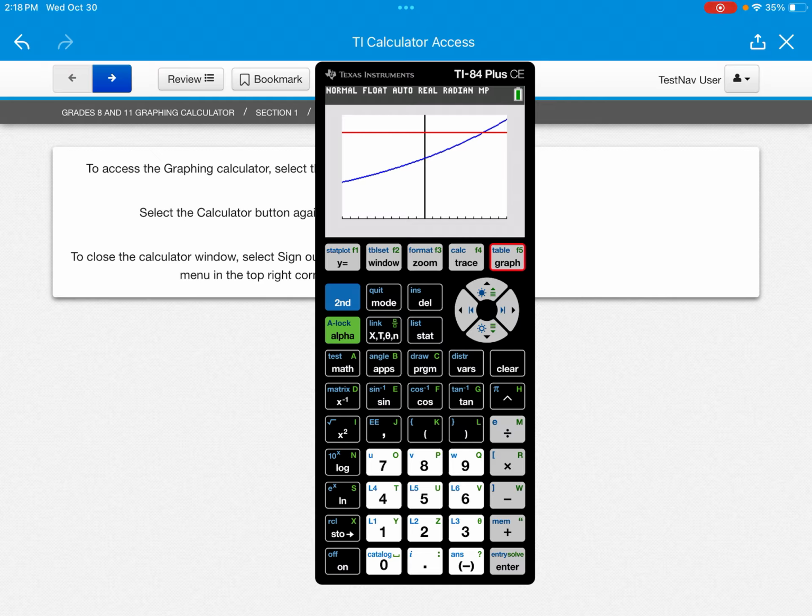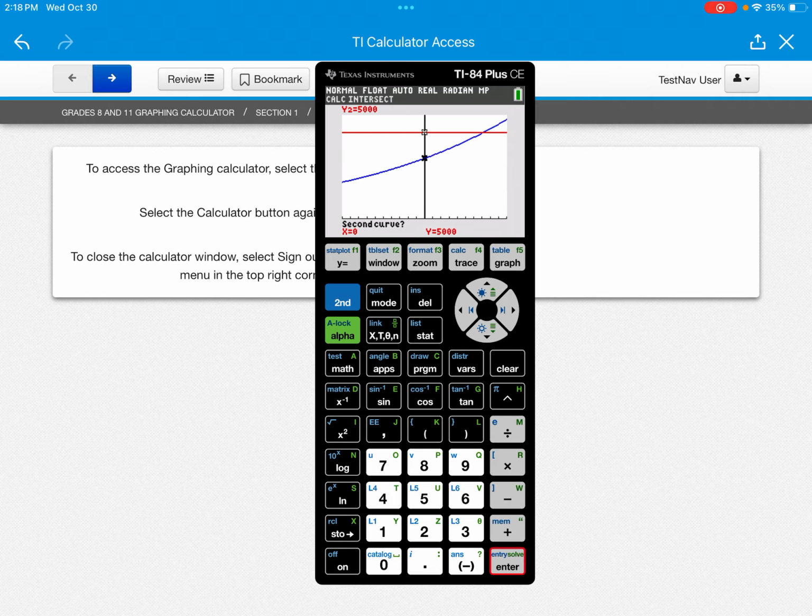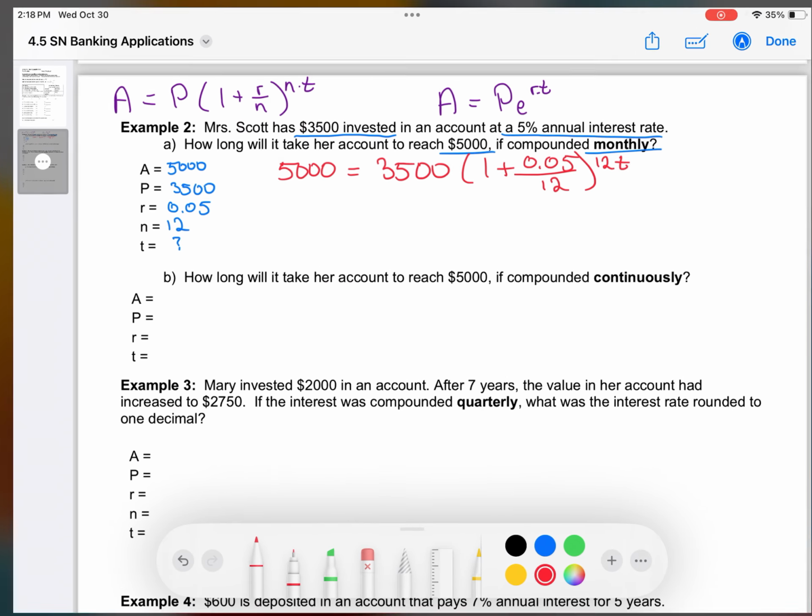Now we can see that intersection point and we can work this out. So second trace, intersect, first curve enter, second curve enter, scroll, enter. So 7.148. 7.148 is how long that took.